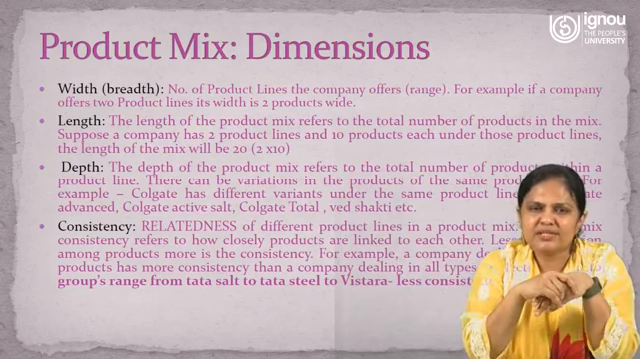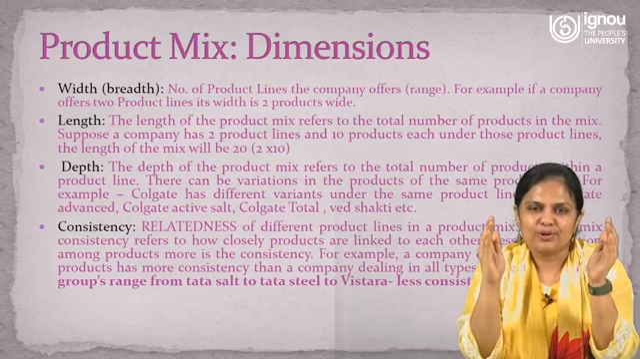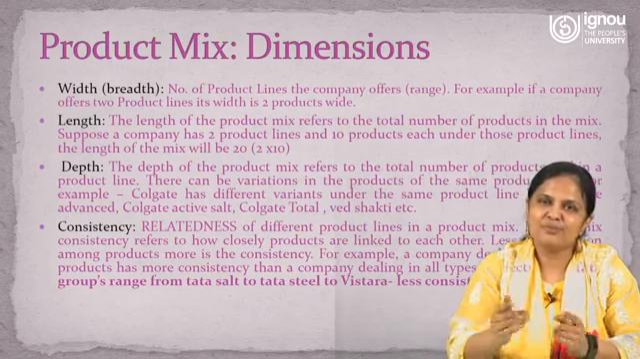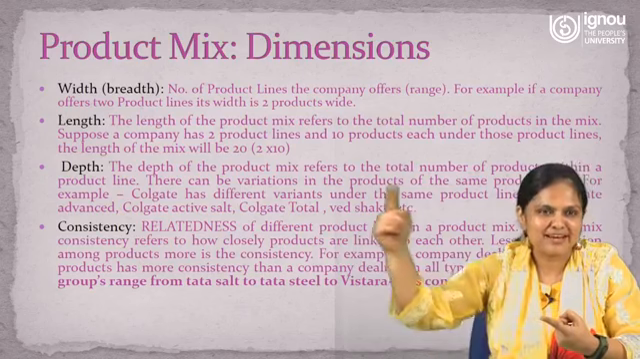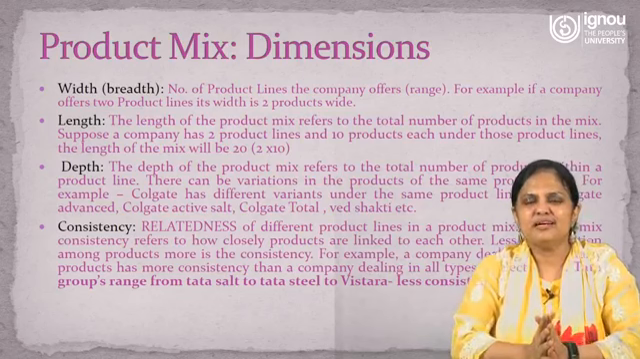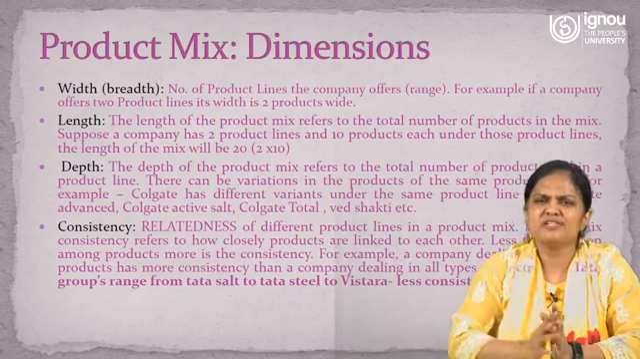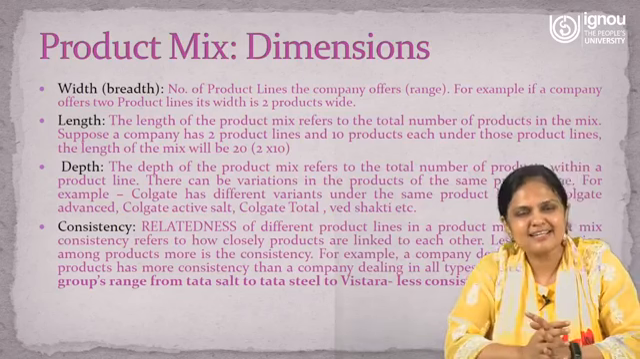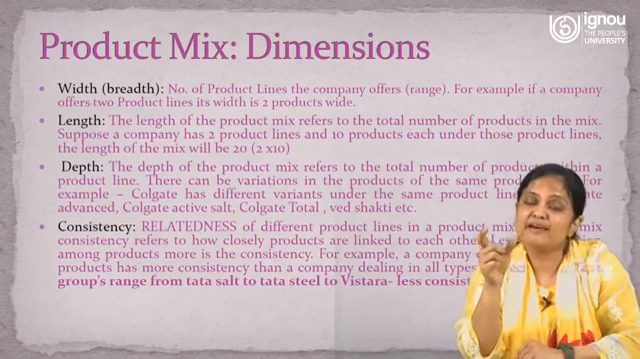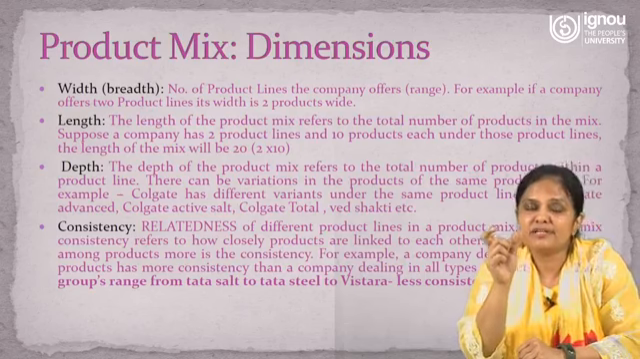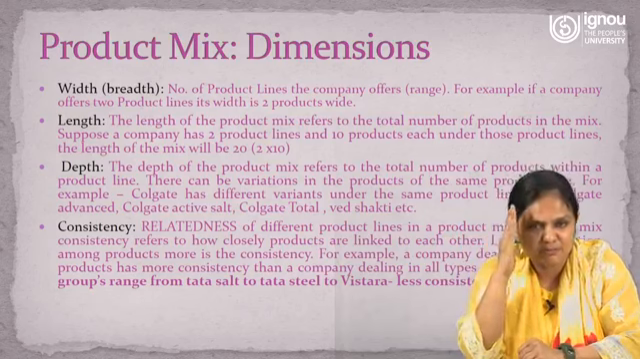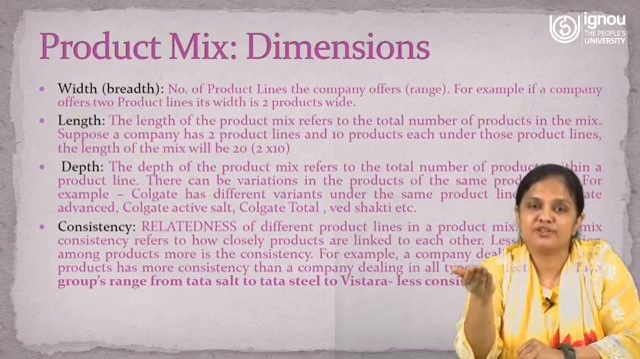For example, if you take Tata Group, if you see the product range of Tata Group, they are into everything from salt to steel to aviation. So the consistency is less. But suppose you are talking of a company which is concentrating on just dairy products, then in this case the consistency is high. Again, whether the company would like to have a highly consistent or less consistent product mix depends upon various factors, and one of the important factors is the financial strength of the company.